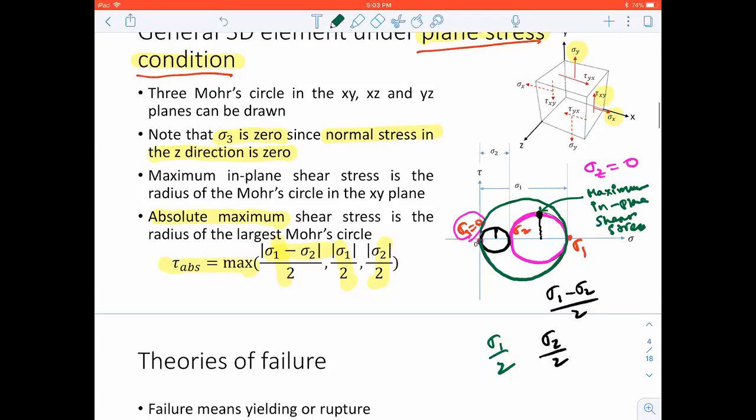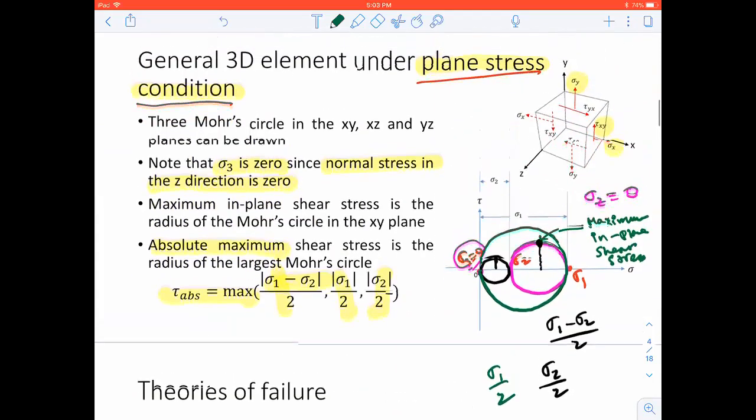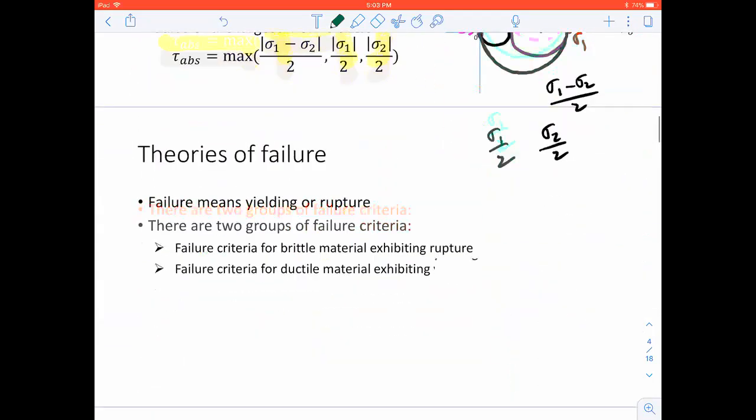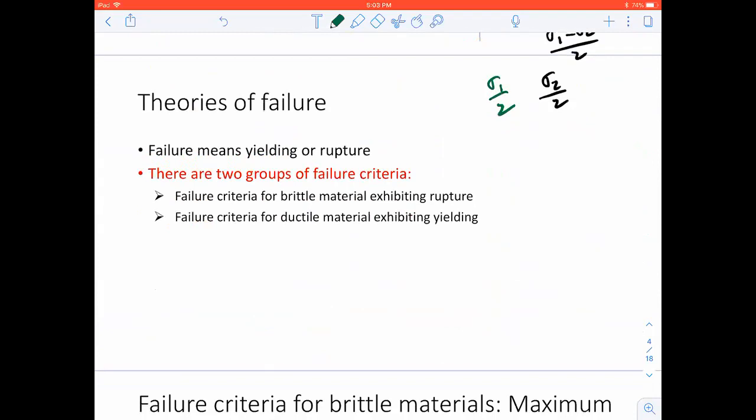Okay, so let's look at theories. Why are we looking at all these? These are important because we want to look at theories of failure. We need to be able to predict failure, and there are many theories to use. Basically they are divided into 2 groups: failure criteria for brittle material, and failure criteria for ductile material.